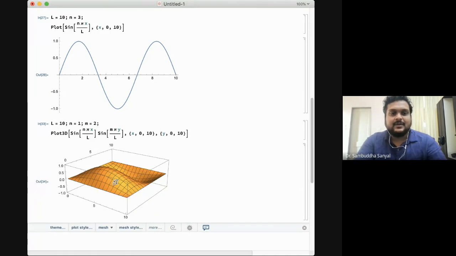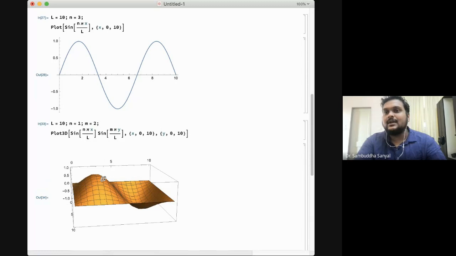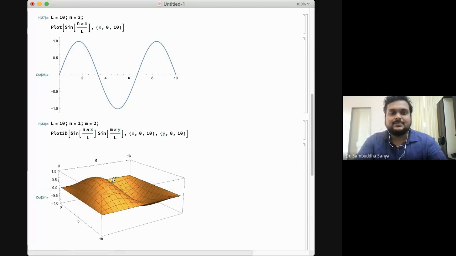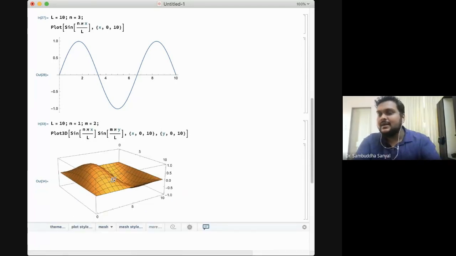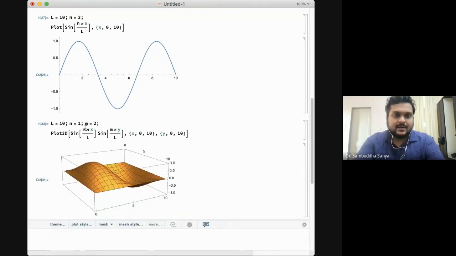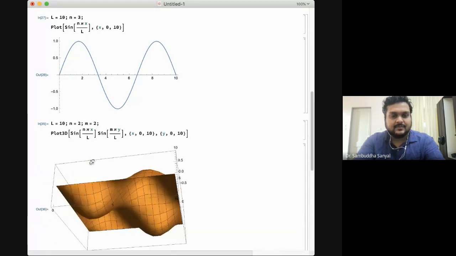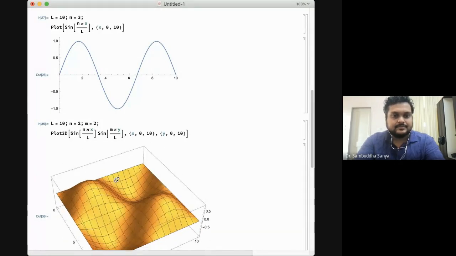Now let's do the next one. The next one will have one node. Notice it's not a nodal point, it's a nodal line now, because it's a product of a node in one direction and no node in the other direction. When you multiply them, this is how it looks. And you can keep plotting more and more complicated wave functions, with more and more nodes. This kind of nodes you will have.